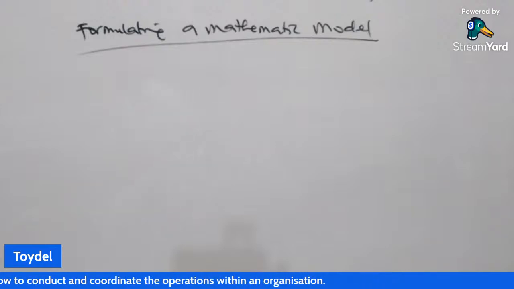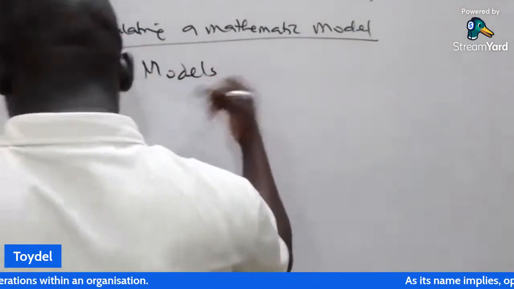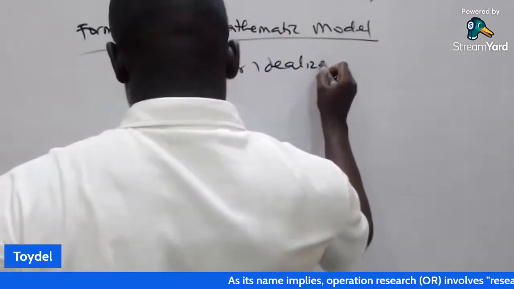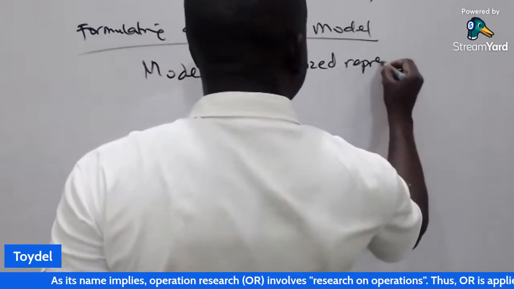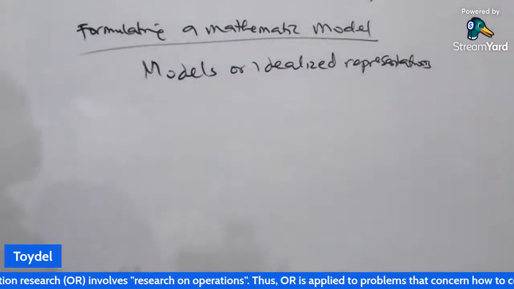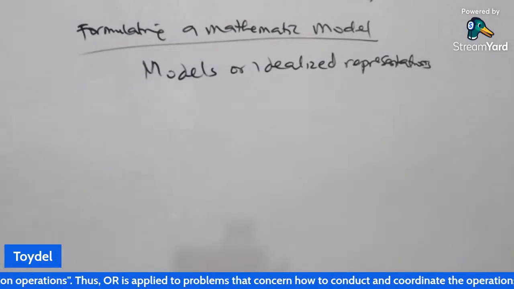Models or idealized representations are an integral part of our everyday life. That is when we talk about models. When we say we want to formulate a model, it's an idealized representation. So if you have a problem, we have to come up with a model.